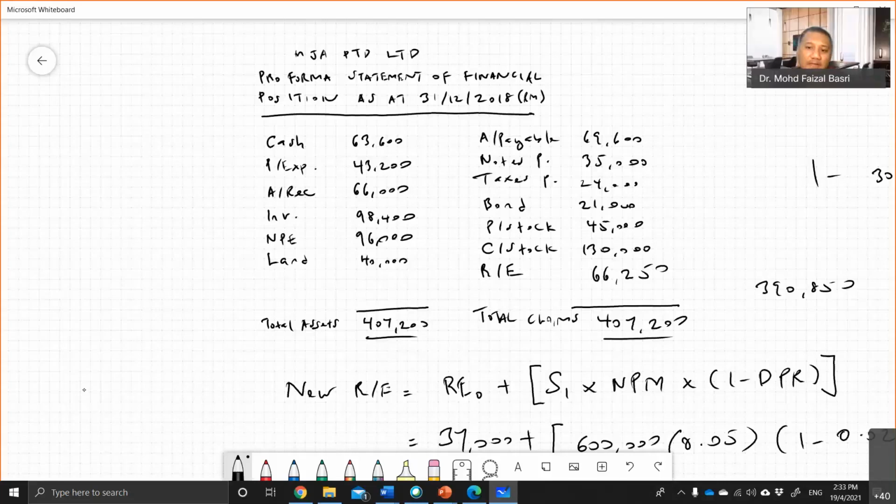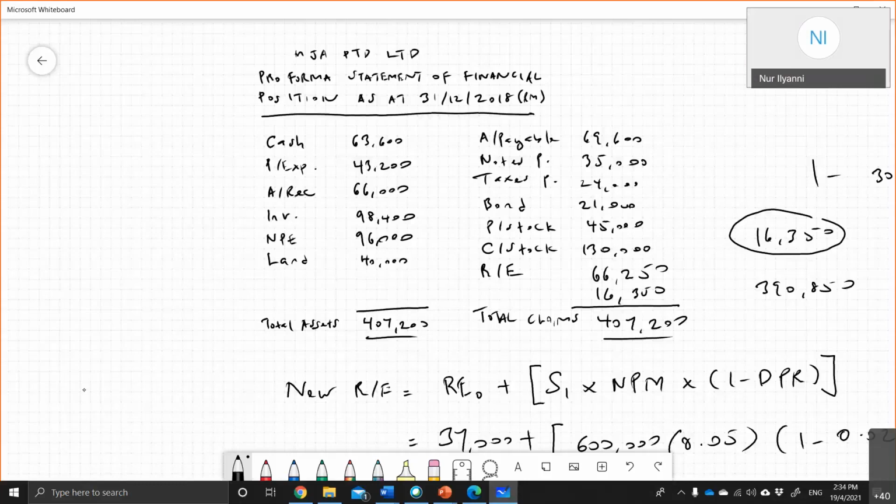So how much are we short by? If you compare the difference, we are short by 16,350. So what we're going to do with this shortage, we're going to put it here. We're going to borrow? Yeah. So this amount, 16,350, is our balancing figure.